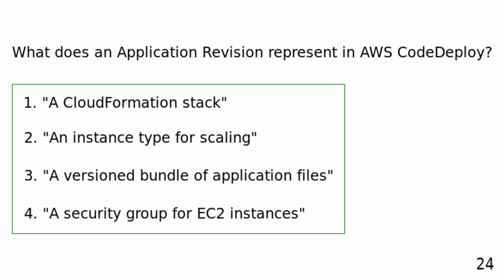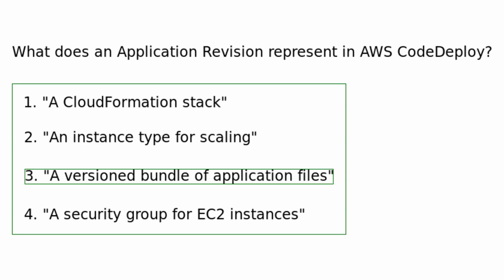What does an application revision represent in AWS CodeDeploy? A CloudFormation stack. An instance type for scaling. A version bundle of application files. A security group for EC2 instances. An application revision in AWS CodeDeploy is a snapshot or bundle of versioned application files ready for deployment.